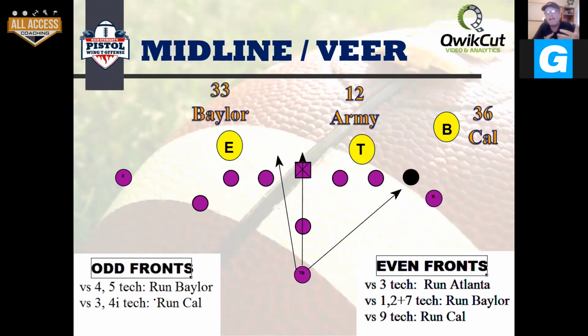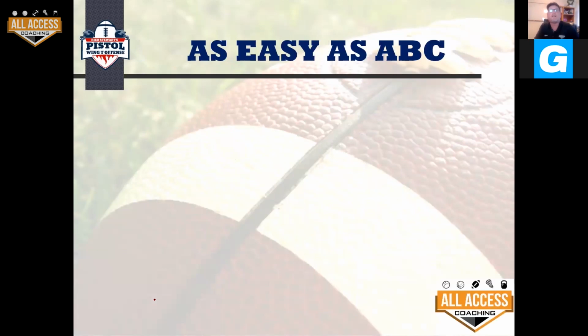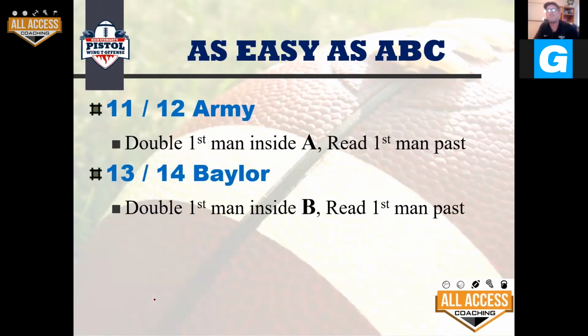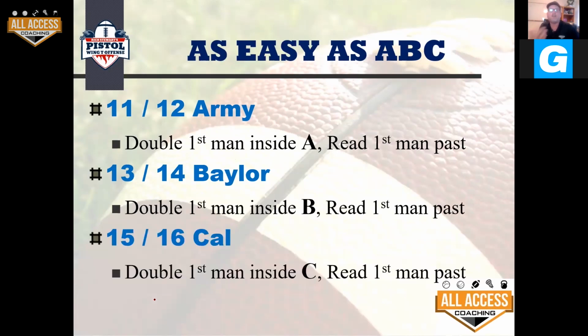So our power read came off of this, and we called it delta. Remember that, because I'm going to get into that, okay? It came from these ABC rules, which we really like. So remember, you double the first man inside the gap, leave the first man outside alone. There's inside veer, there's outside veer. Again, we are not a midline or veer team. We are a great Wing-T team that's going to be okay at this. So we will only run Army at an even front, and we'll only run Cal at an odd front.